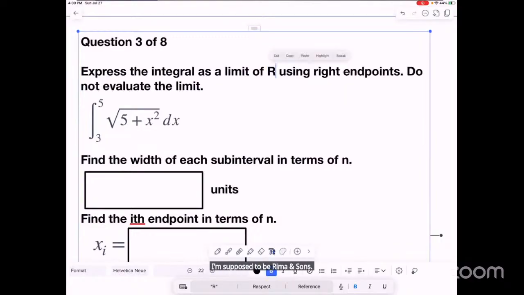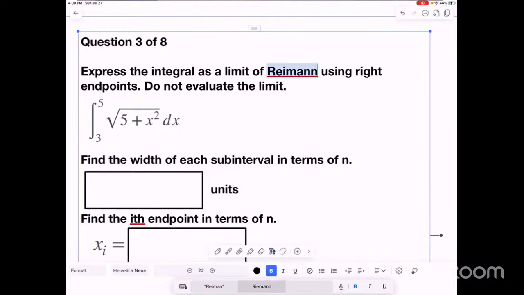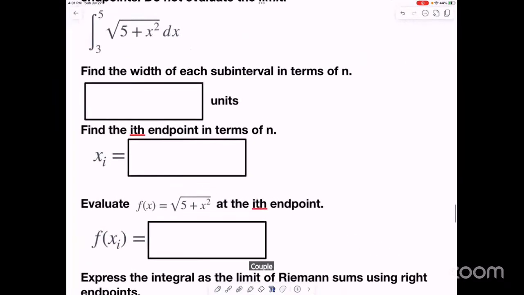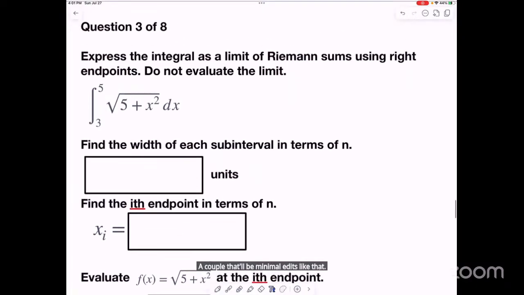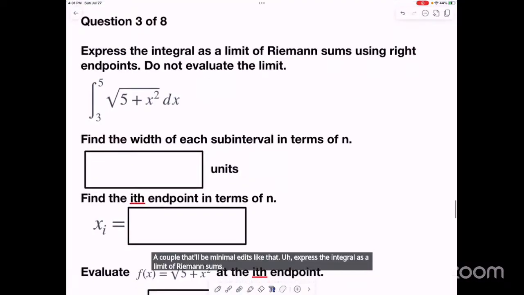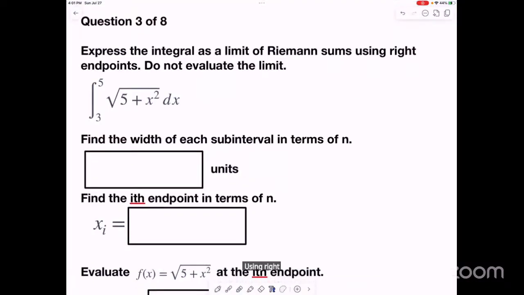Let's see. Okay. Hopefully that'll be minimal edits like that. Express the integral as a limit of Riemann sums using right endpoints. Do not evaluate the limit. Okay, so this is kind of broken in parts for us.